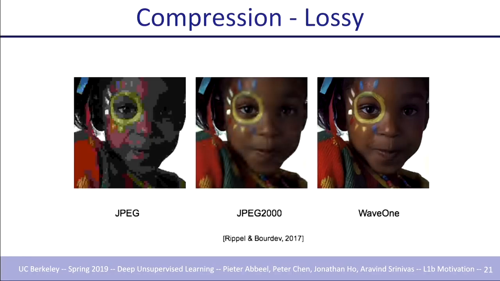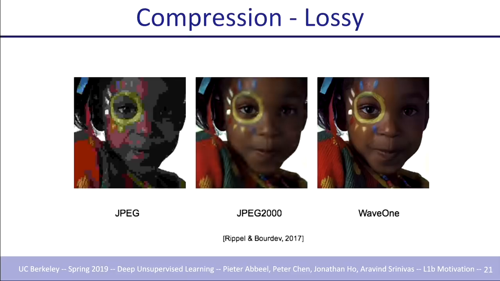Here's another example. The picture on the right is compressed with something called WaveOne. This is a neural net-based compression approach. On the left, the original JPEG, well, a JPEG image. In the middle, JPEG 2000. And each of those three get the same number of bits to transmit across a channel. And these are the three different levels of reconstruction that you can get.